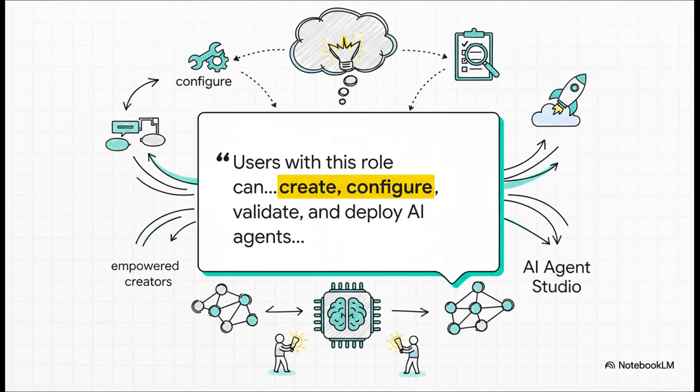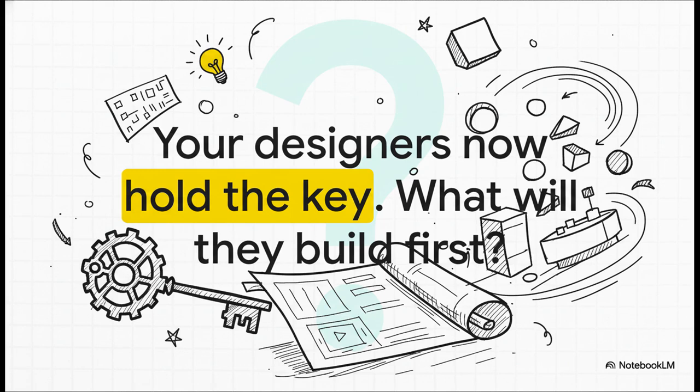So what's the big payoff for all this work? Well, the source material says it best. Users with this custom role can then access the AI Agent Studio to create, configure, validate, and deploy AI agents. See, you haven't just turned on a feature, you've basically just empowered a whole new class of creators inside your organization. So you've followed the blueprint, you've forged the master key, and you've handed it over. All the technical setup is complete, which leaves us with really only one question, and this one's a creative one. Your designers now hold the key. What on earth are they going to build first?